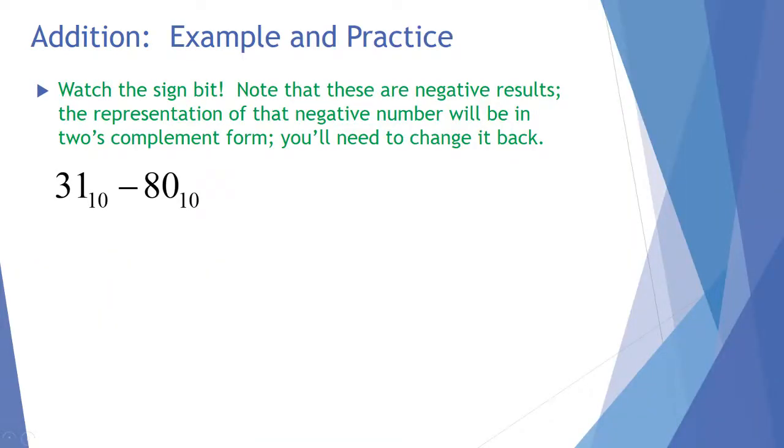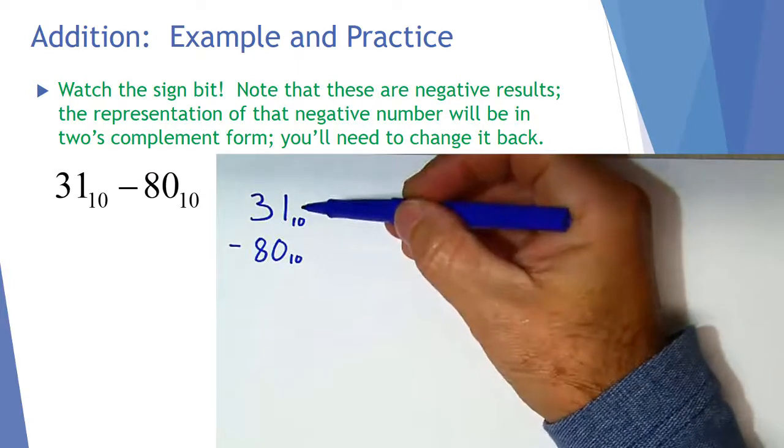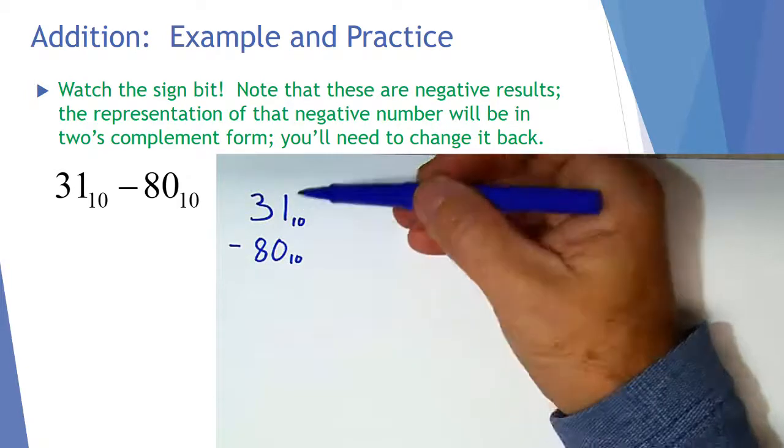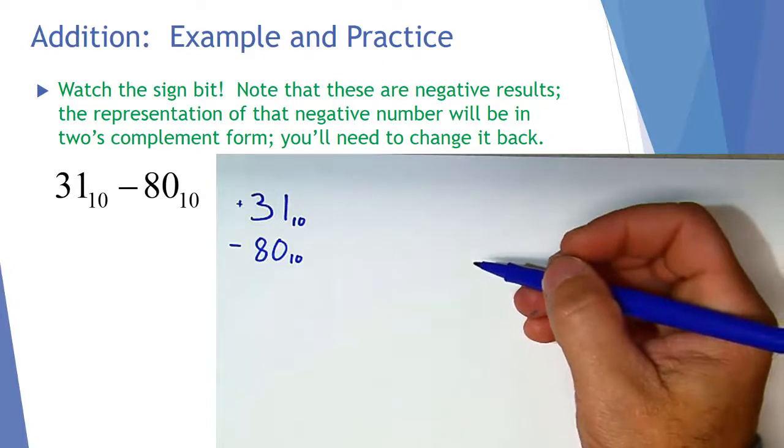I just want to make sure that you see the difference about when we need the twos complement and when we don't. Let's take 31 base 10 minus 80 base 10. Okay, so we just have to look at each of these numbers. Is 31 positive or negative? It's positive, right? It's not written there, but we know that this is a positive 31.